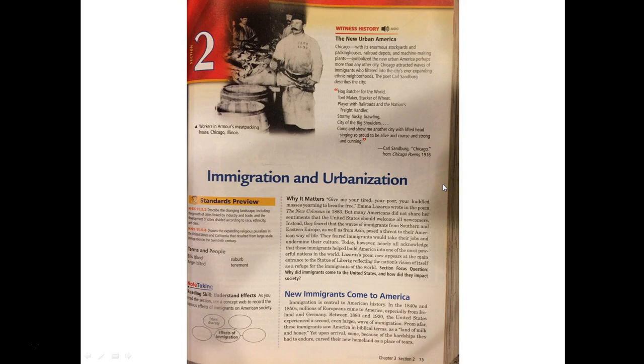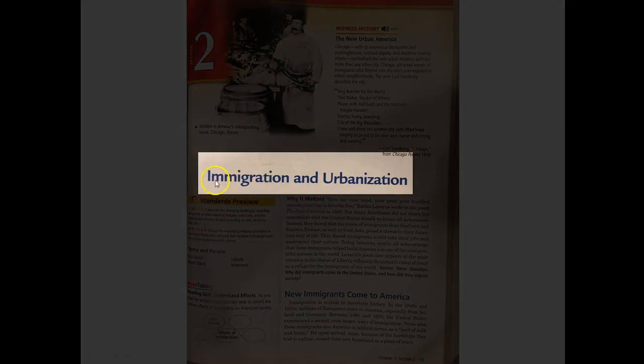This is the homework that I assigned to you this week, Chapter 3, Section 2. Every chapter section will look the same. There will be a picture to show you an introduction to the section and a witness from someone who was there and wrote about what they saw. There'll be the title of the section. This week's title is Immigration and Urbanization.